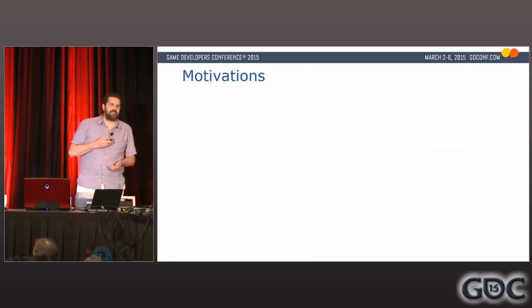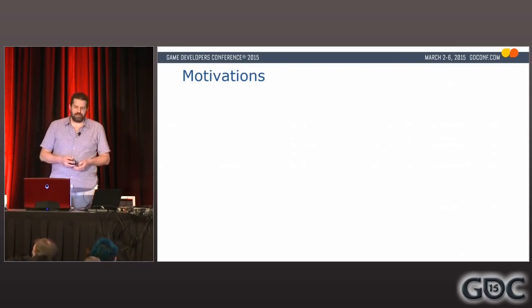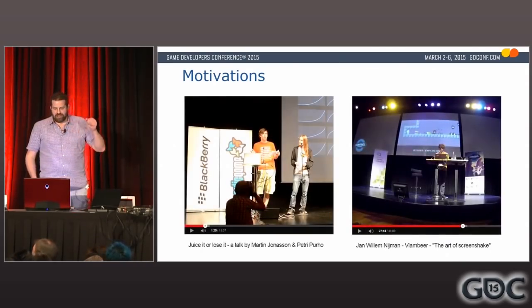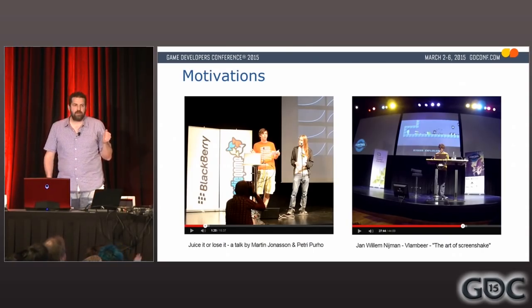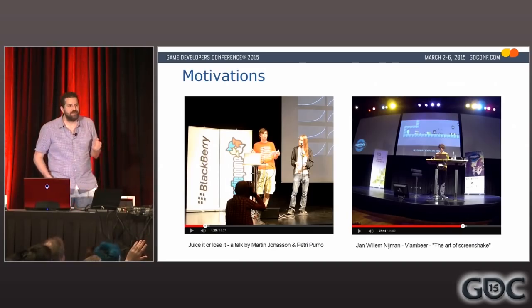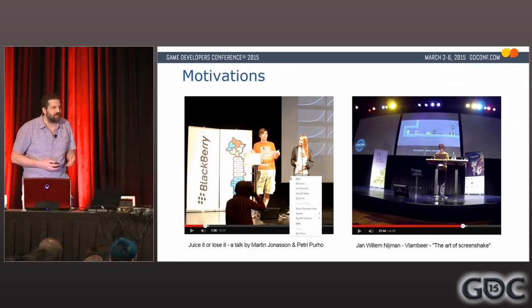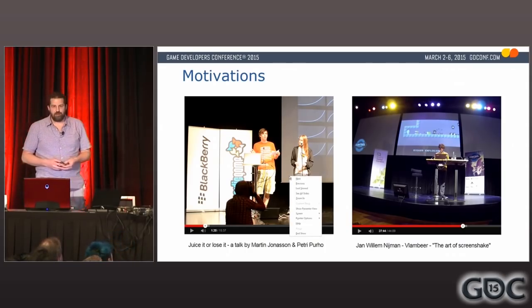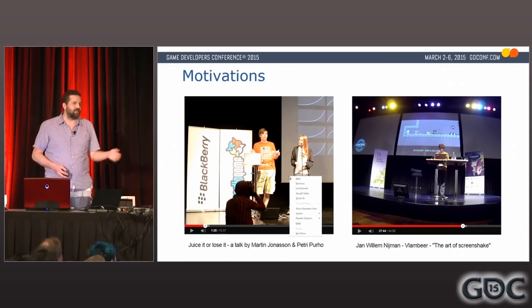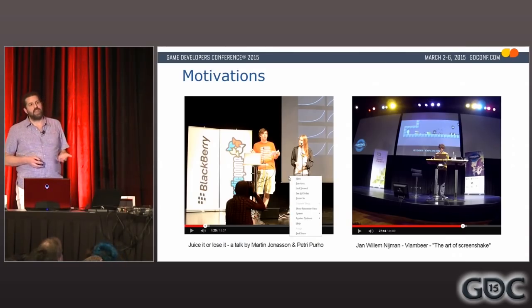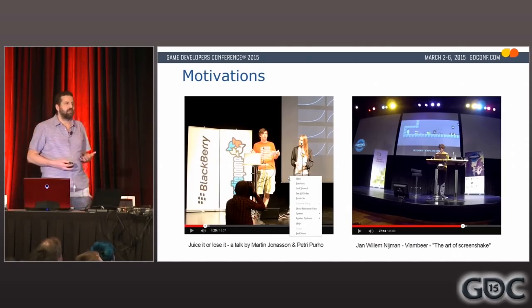So first I want to start by establishing the motivations of why we care about this. So I want to see a show of hands. Has anyone seen the talk on YouTube, Juice It or Lose It, by Martin Johansson? Awesome. Anyone who has not, I strongly recommend the talk. It's a really simple talk by some indie game developers who really make the case brilliantly for how important it is to really think about, is this thing linear or nonlinear? Does this thing feel mechanical or organic? And how to introduce those elements of what they call juice into your game.